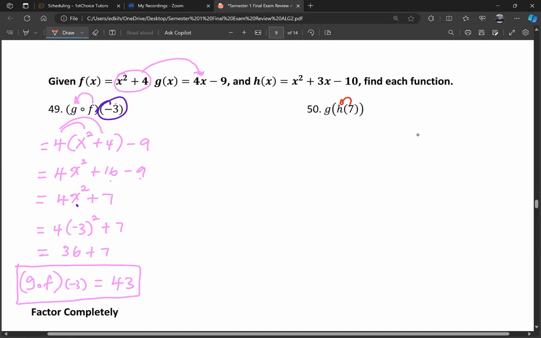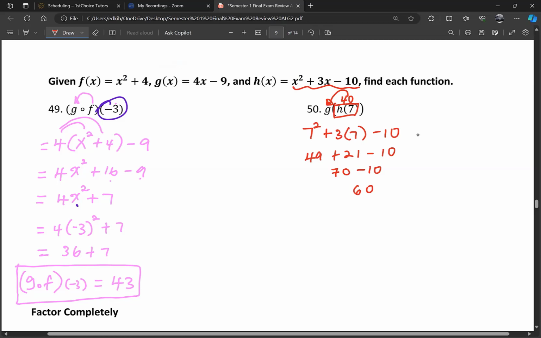Take the 7, let's dump it into h. So anywhere there's an x, we're putting in a 7 in this function right here. So we have 7 squared plus 3 times 7 minus 10. So we have 49 plus 21, subtract 10. This is going to be 70 minus 10, and that's going to be 60. So that's h of 7. We finished this part right here. So now this is a 40. We're taking the 40 and dumping it into the function g. So we'll take 40 and dump it in here.